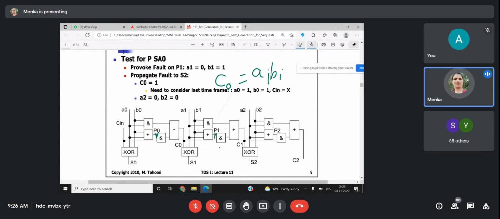Fault कहाँ पर है आपका? Fault आपका यहाँ है. But यहाँ पर C तो आपका X था. If this is X, whatever the fault is at P0, इसका कुछ फर्क नहीं पड़ने वाला. सो इसका मतलब आपका जो भी output आएगा, that is not known to you. So first you have to fix C0. C0 को fix करना पड़ेगा. And what value should you fix so that this fault can be propagated at the output? So इसका non-controlling value is 1. So you have to take C0 = 1 so that the fault stuck-at-0 at this line can be propagated at the output, right?